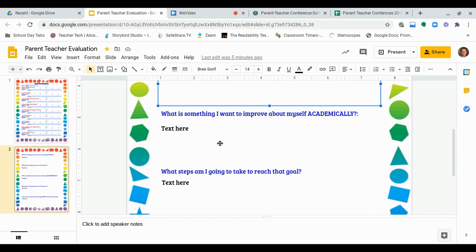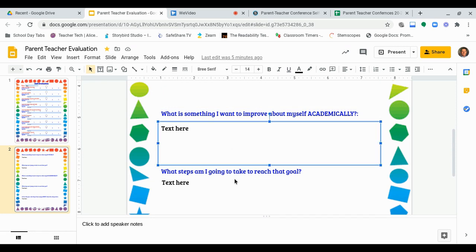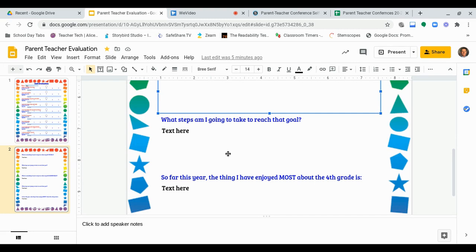And then what is something you want to improve about yourself academically? And again, be specific. So academically means subject-wise. So maybe I need to get better at long division. I need to get better with my multiplication facts or my division facts. Or I want to be a better reader. I want to read more, etc. So you do that, and then explain what steps you're going to take.